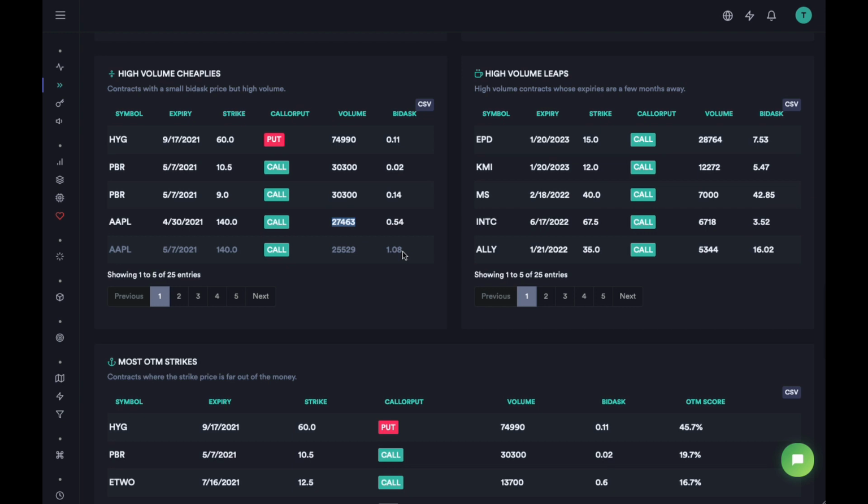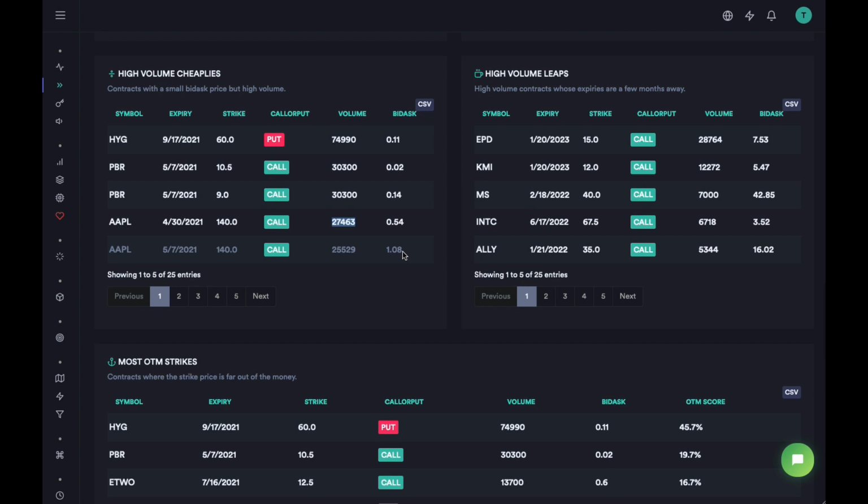oftentimes what happens is if there is a cheap contract and there is a very large amount of volume for that contract, the price actually moves toward that direction, because we hypothesize that if on a cheap contract there is a lot of volume, then maybe there are some people who know things that we don't know, and they're spending all that money on those cheap contracts. And the reason we are trying to look for cheap contracts is because these cheap contracts are far out of the money. So there is a high probability that the price won't reach the strike prices of these cheap contracts.